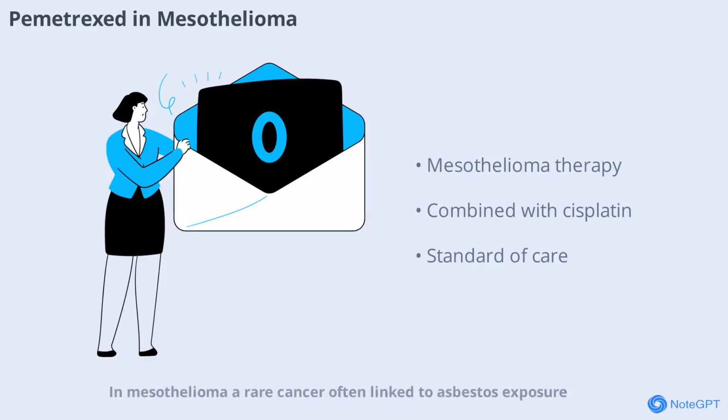In mesothelioma, a rare cancer often linked to asbestos exposure, Pemetrexed is a key part of treatment. It's usually given with cisplatin, another chemotherapy drug. This combination has become the standard of care, improving survival and quality of life for patients with this challenging disease.